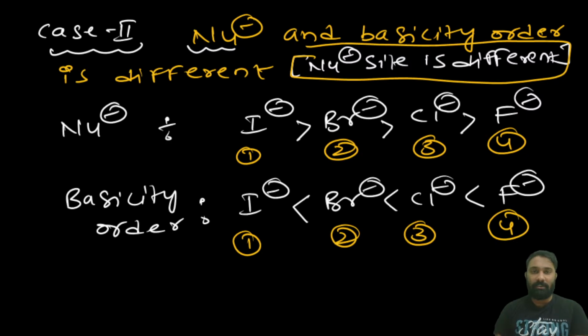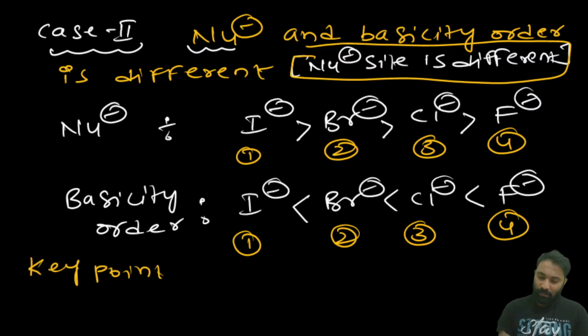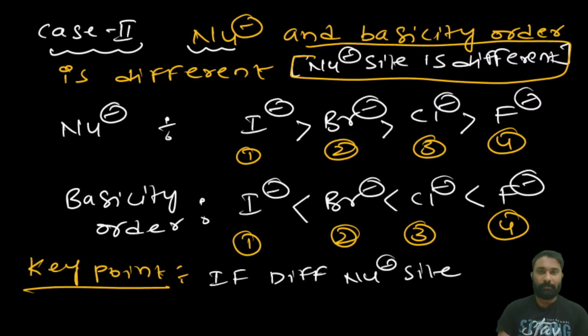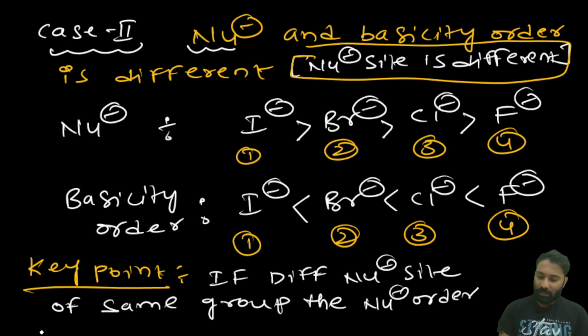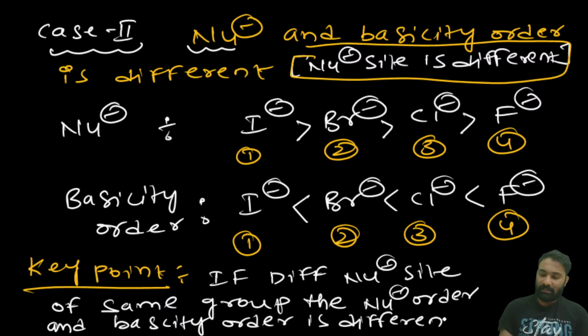In this case, this is a key point you have to remember. In the given species, if the nucleophilicity site is different and those belong to the same group elements, then the nucleophilicity order and basicity order are different. Clear? This point is to be clear for you. Done. Next one.